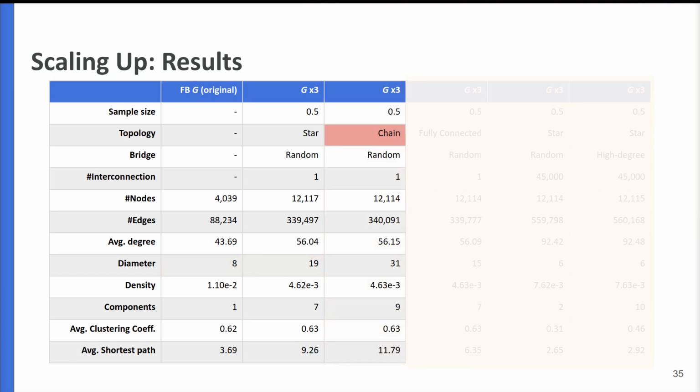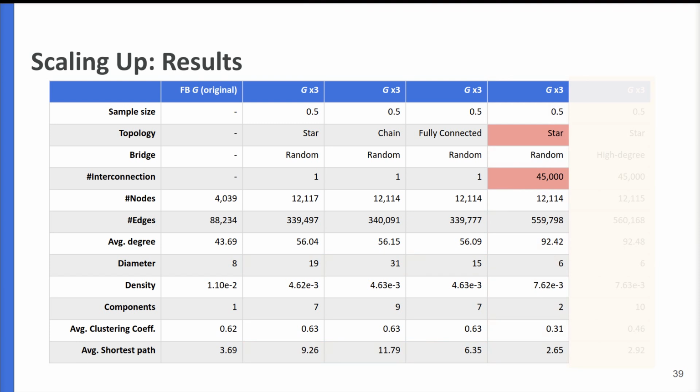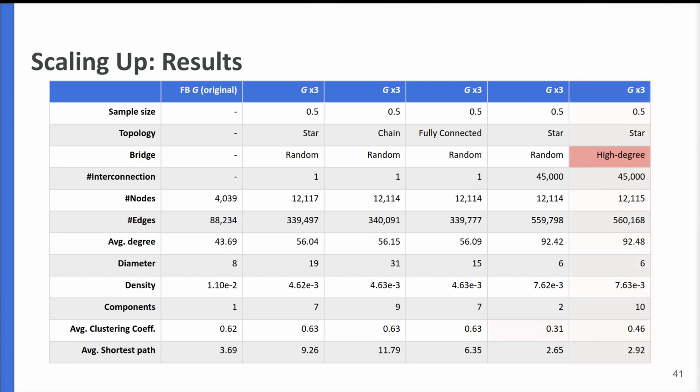If we keep the same parameters but only use the chain topology, we can see that this caused the diameter to increase much longer. For the fully connected topology, this became shorter as each graph sample was connected to one another. Now if we look at what happens when we switch back to a star topology but increase the number of interconnections to 45,000, aside from the diameter and shortest path dropping significantly, the average clustering coefficient has also dropped. Whilst if we keep the same parameters but only use high degree bridges instead of random, the average clustering coefficient gets increased more.